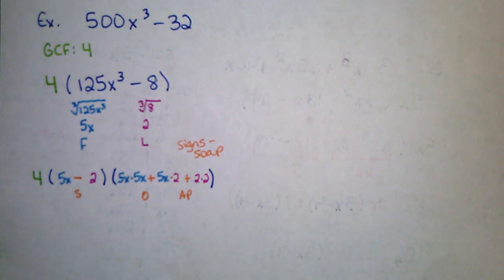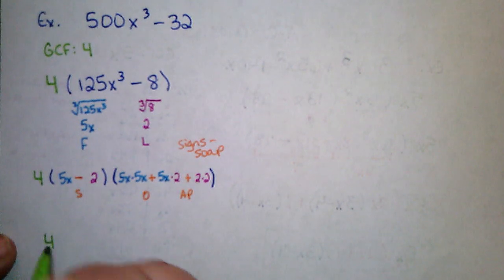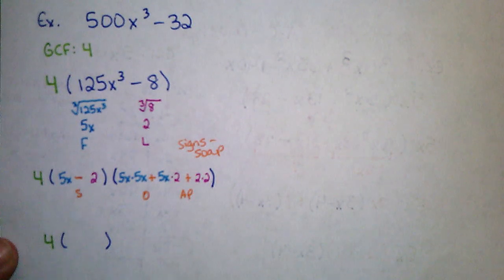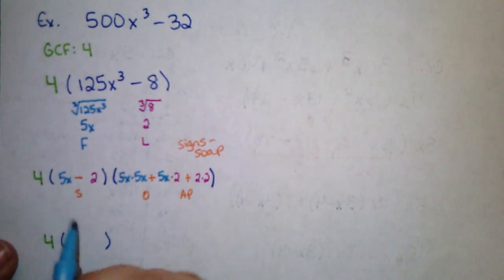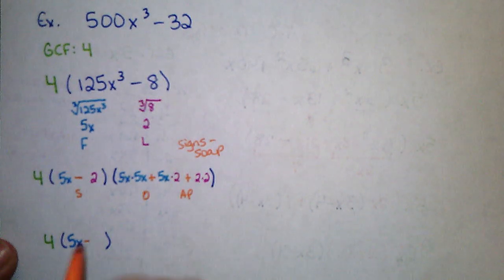Now, do you think we can let it lay like that? No, we're going to actually have to do that multiplication. So 4, this one doesn't have any multiplication to do. It's just 5x minus 2. But on the next set of parentheses, I do have some multiplication to do.